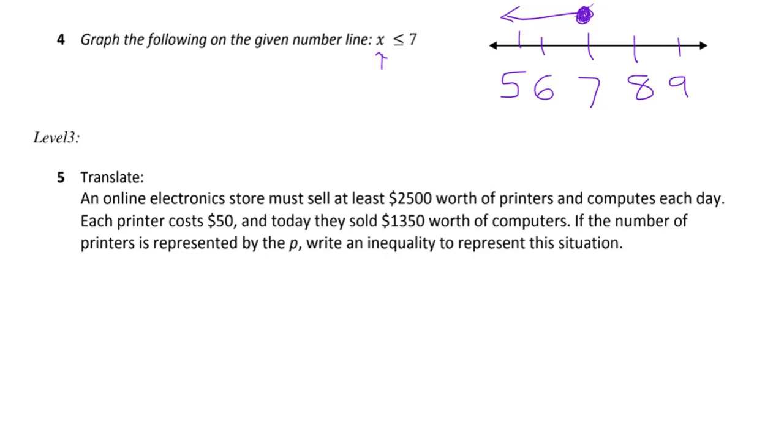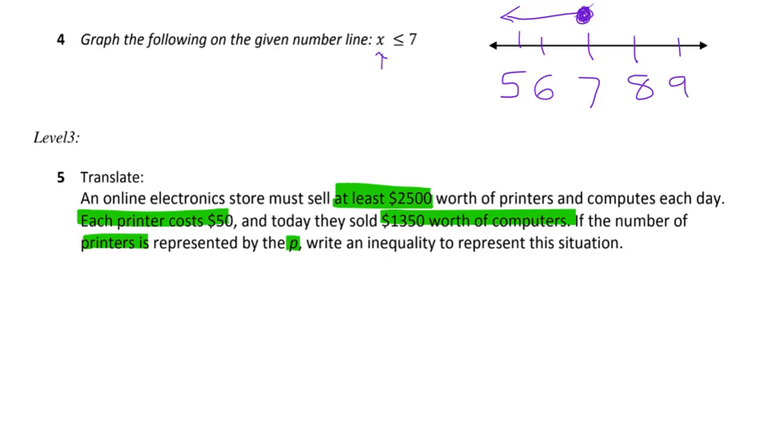All right, I see a word problem. I'm going to get my highlighter out. Translate. An online electronics store must sell, ooh, here we go, at least, that's a clue word right there, $2,500 worth of printers and computers, it should say computers, each day. Each printer costs $50, and today they sold $1,350 worth of computers. If the number of printers is represented by the letter P, oh, I have to use P for printers. Write an inequality to represent this situation.